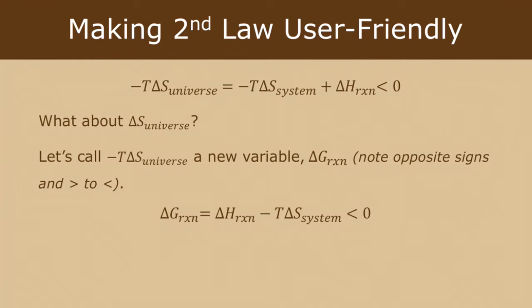Finally, so we don't have to be multiplying the entropy change of the universe by T every time we want to do a calculation, let's just give it a whole new name. Let's call it delta G reaction. And it's not negative delta G reaction, it's delta G reaction. Okay, so we have our new version of the second law. Delta G reaction equals delta H reaction minus T delta S system, or T delta S reaction. And that has to be less than 0.